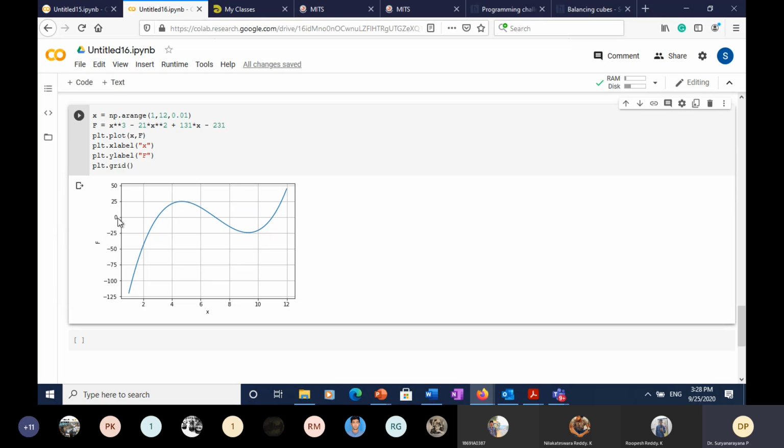Now you can clearly see, this is the 0 line. There are 3 roots. Of course, it's a cubic, so there are 3 roots. There is a root here, and there is a root here, wherever this line is crossing.